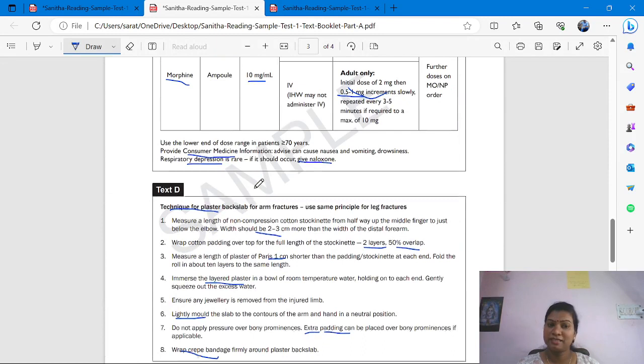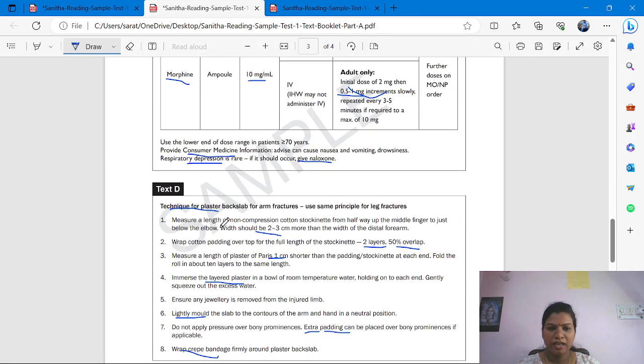Okay. We have to go to the plaster back slab techniques. Measure first. They are saying measure from the middle finger to just past the elbow. With this, they are saying wrap cotton padding over the top for the full length to the sternum, two layers.